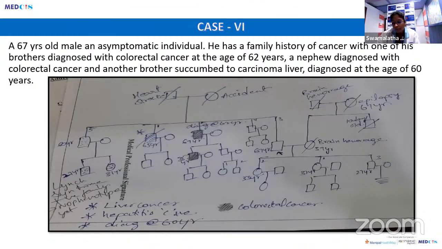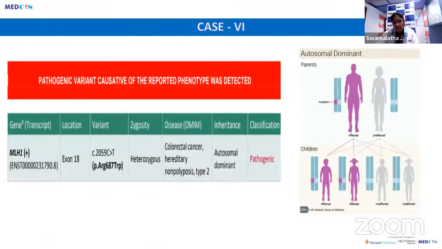So we have done a gene panel for Lynch syndrome, and we found a mutation in the MLH1 gene, indicating that he should be under surveillance with a colonoscopy every 2 to 3 years, as he is above the age of 50 years and also positive for the MLH1 gene pathogenic variant.